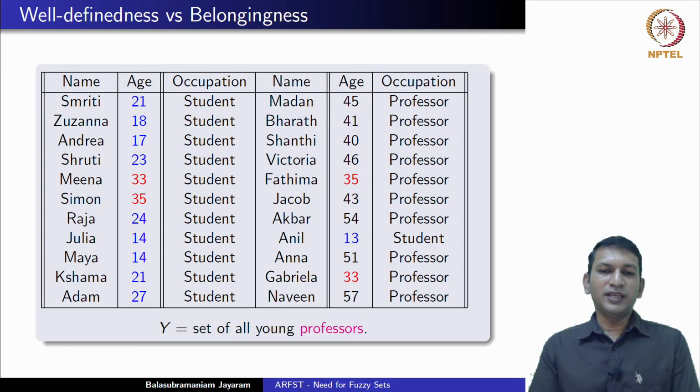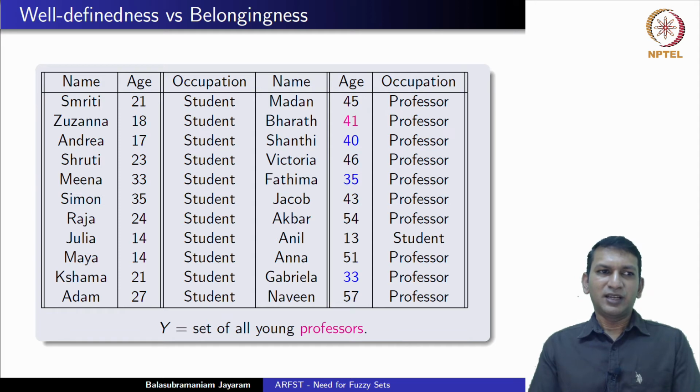Consider the set of all young professors. Obviously, many of them would lose out because they are students. Who should be considered a young professor? Let's say somebody who is 40 or below 40 years of age, and a professor, is considered a young professor. In that sense, these are the people whom you would call young professors, those whose ages are marked in blue. But there is also one person, Bharat, who is just 41 years of age, who is not considered a young professor, whereas Shanti, who is 40 years of age, is considered a young professor.